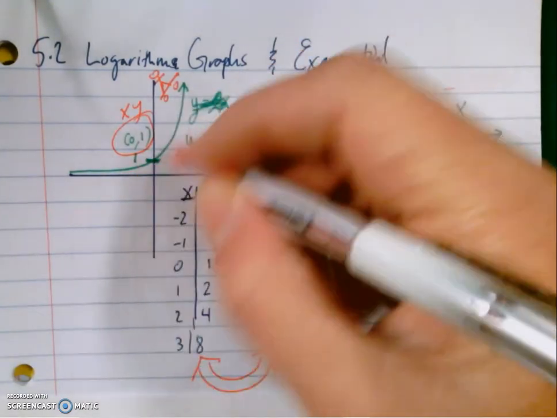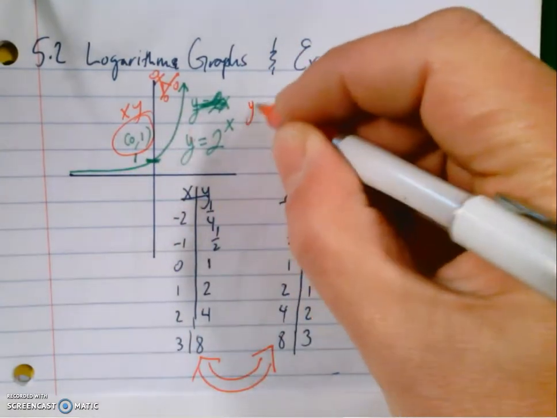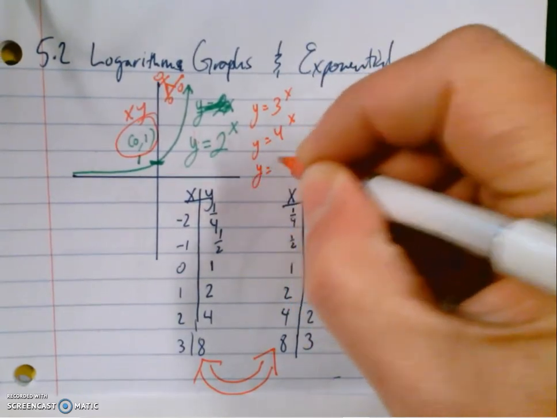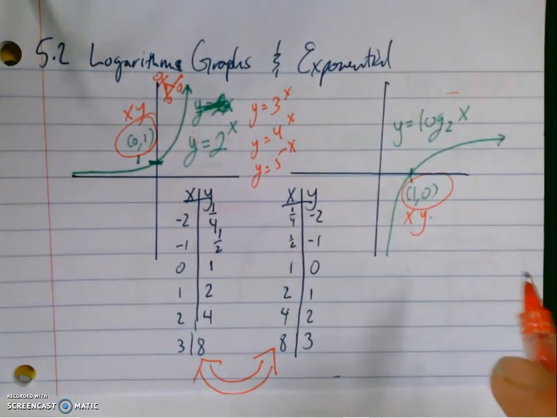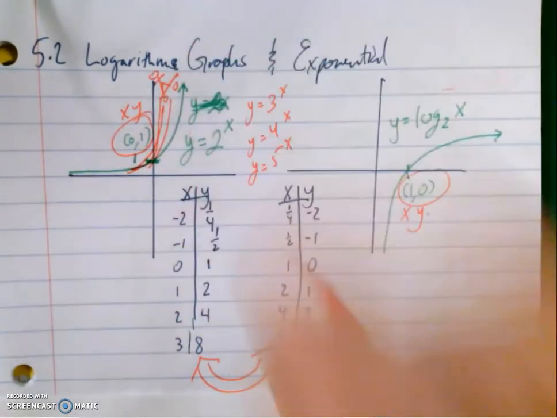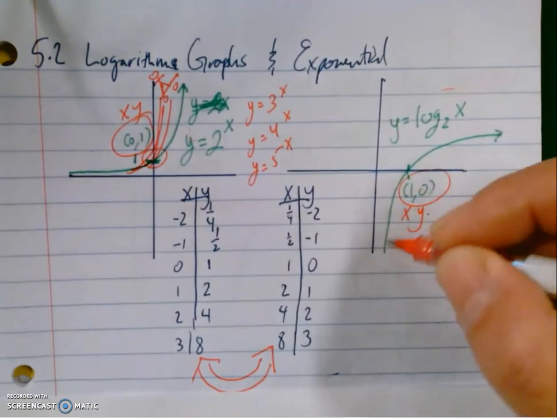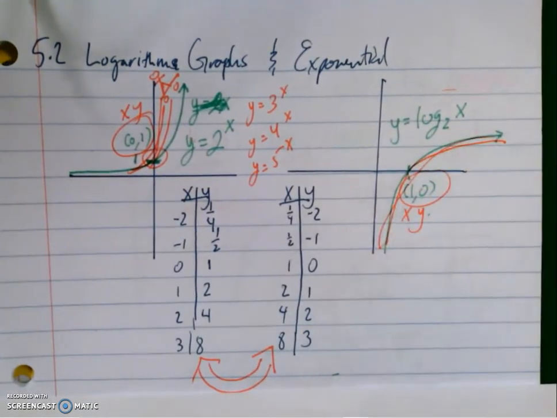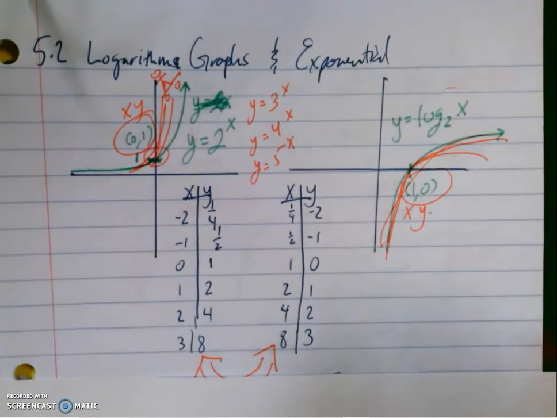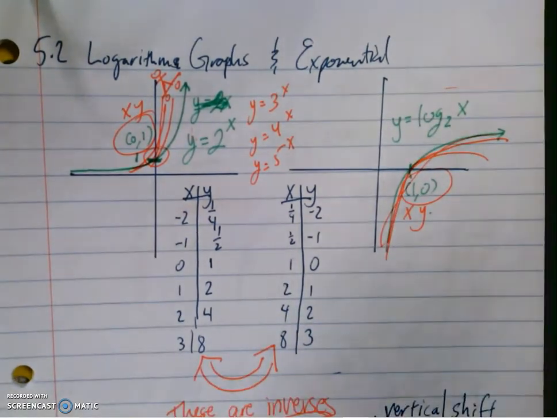Just like all exponentials look something like this. Okay, we didn't put it here, but 3 to the x, 4 to the x, 5 to the x, they all look the same. They're just a little bit steeper. But they all go through that point. Same thing here, you'd have slightly different graphs, but they would be generally the same shape. That's what you need to know about log graphs.